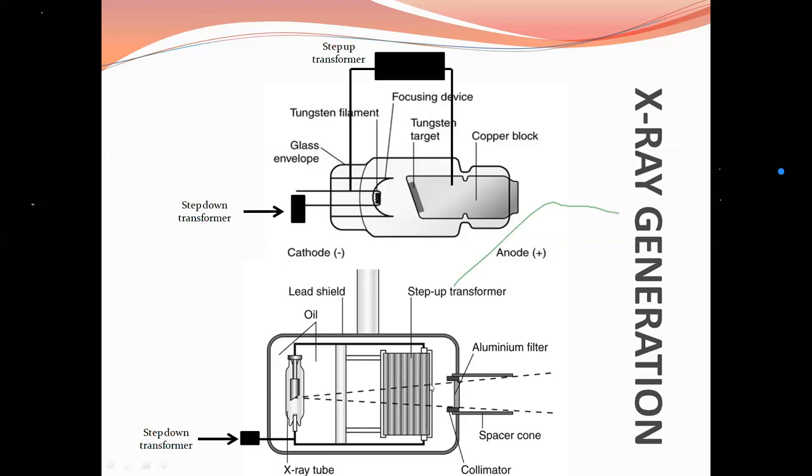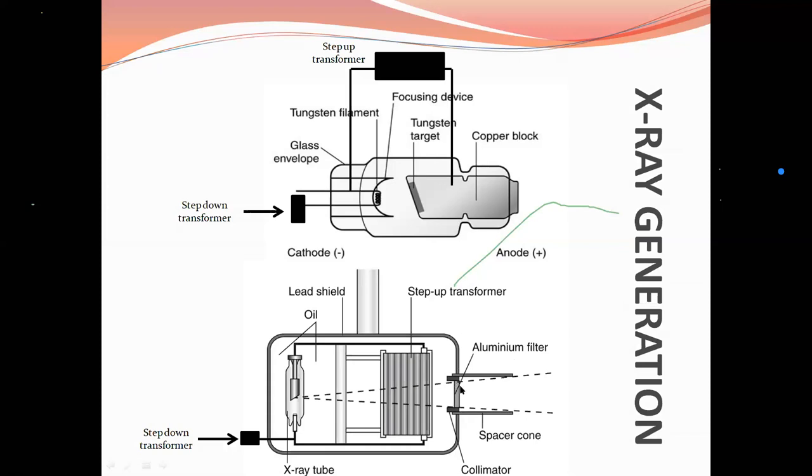Now, as you can see, the X-ray beams are flowing outwards towards the spacer cone, towards the patient. Here we have two structures as well: one is the collimator and one is your aluminium filter. The collimator helps to change the direction of your X-rays to make them all parallel. As you can see, these X-ray beams are currently divergent, so the collimator will help to focus this X-ray beam and make them all parallel to one another. That is the function of the collimator.